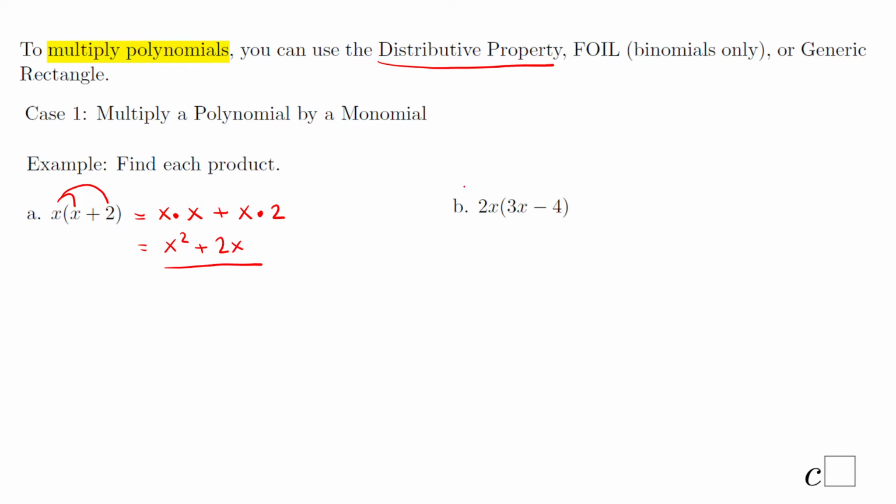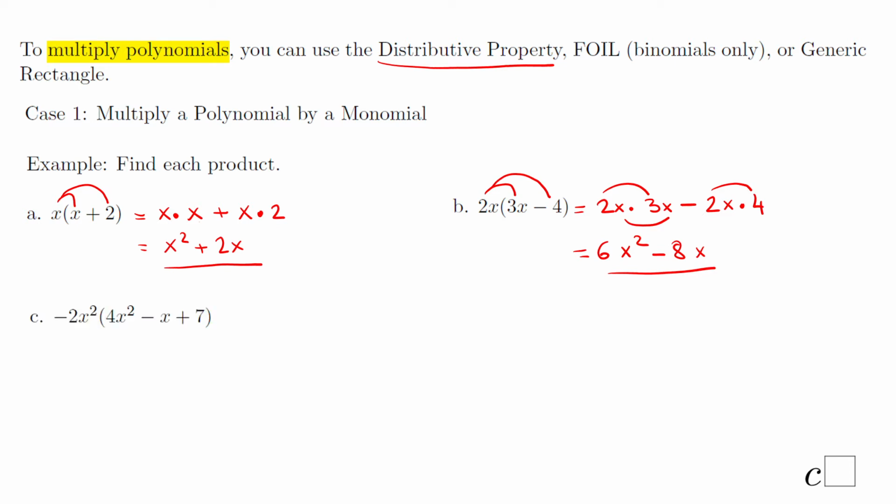We're going to use the same thing, the distributive property. I'm going to go slow here, and I'm going to have 2x times 3x, and then 2x times 4, but don't forget the minus. So then we have 2x times 3x: 2 times 3 is 6, x times x is x squared, minus, and here we have 2 times 4, that will be 8x. This is the final answer for B.